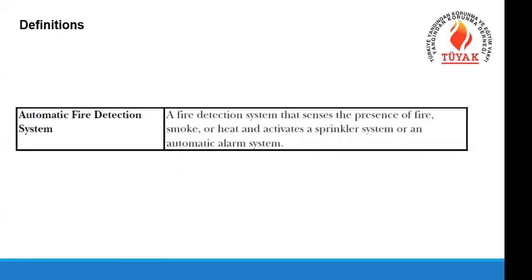An automatic fire detection system is a fire detection system that senses the presence of a fire, smoke, or heat and activates a sprinkler system or an automatic alarm system. So this device is completely automatic. It is preset with some adjustment, and when the detector device senses the presence of fire, the system operates or it gives an alarm. So it's an automatic system.